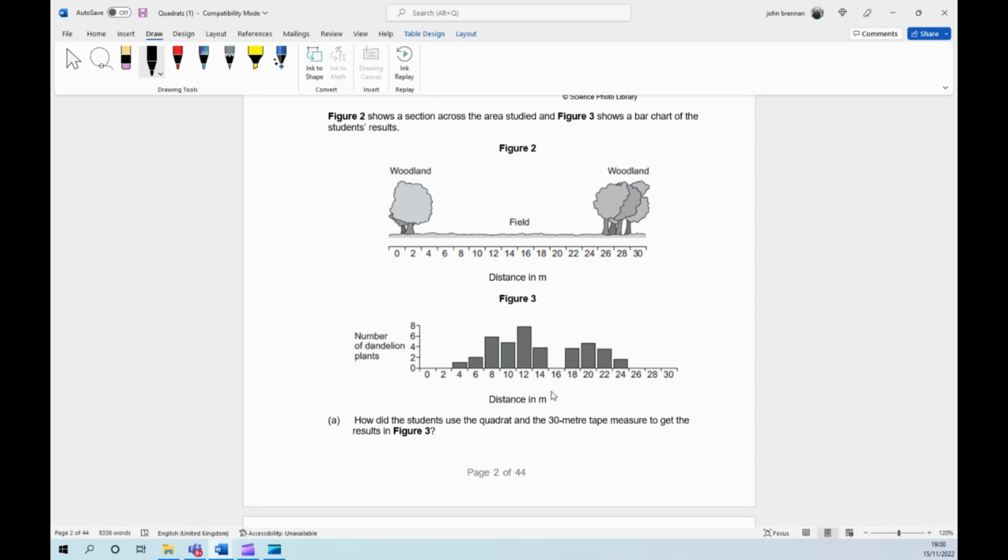And here are the results. What it looks like they're finding is that at one of the woodland areas, they're getting no dandelions. In the other woodland area, they're getting no dandelions. And in this area in between, as you're getting further away from the woods, moving up towards the middle of this open field, you're getting more dandelions. There's an area here that doesn't seem to have any in. More about that in a second.